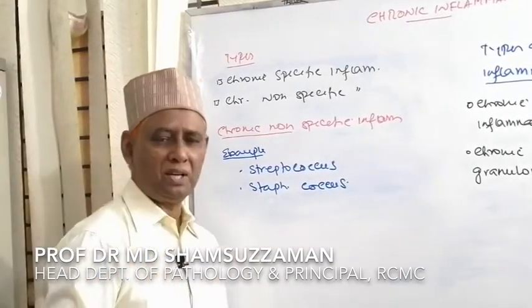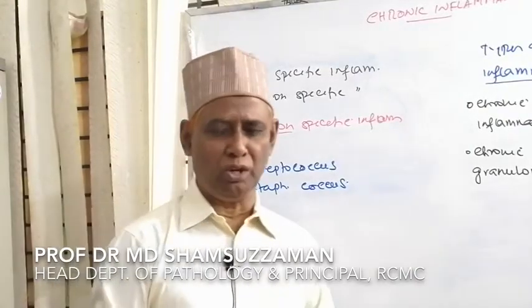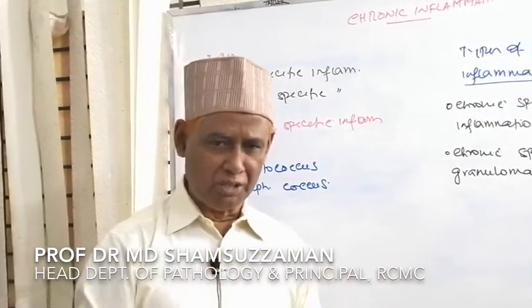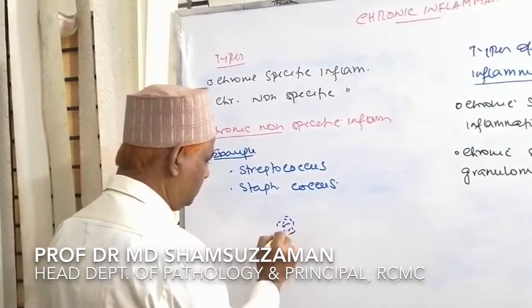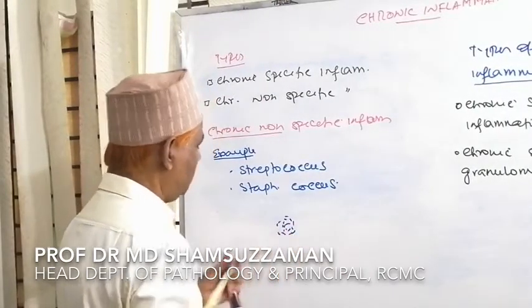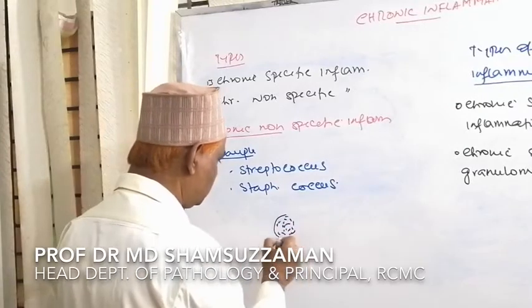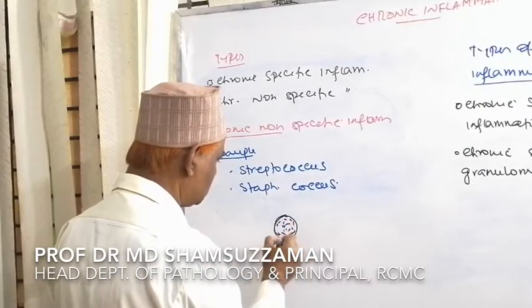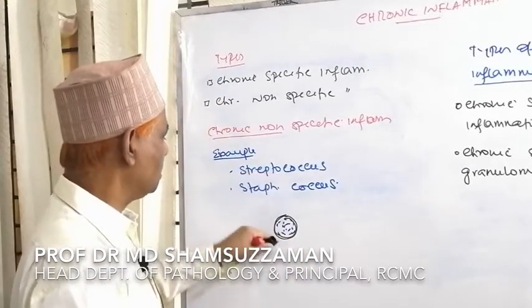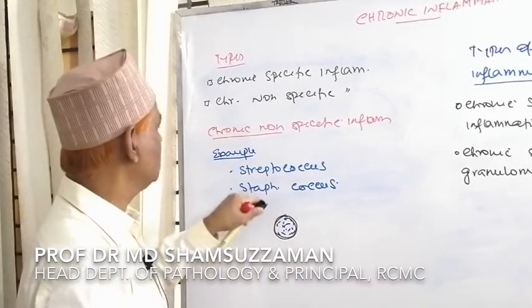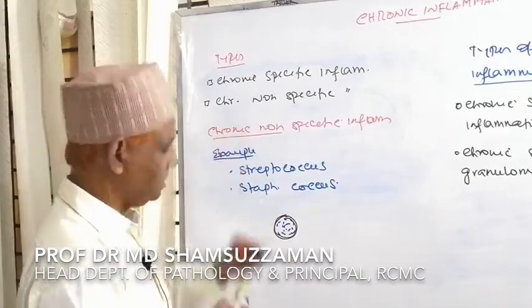Abscess is nothing but a collection of pus in tissue or in a hollow viscus lined by a pyogenic membrane. Suppose this is an abscess, and this abscess may be caused by Streptococcus and also by Staphylococcus. So there is no specific change for the Streptococcus or for the Staphylococcus. So this is chronic non-specific inflammation.